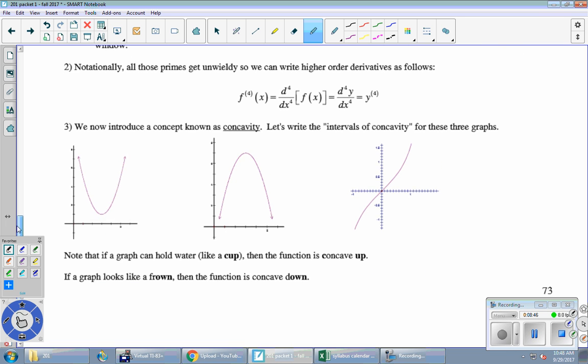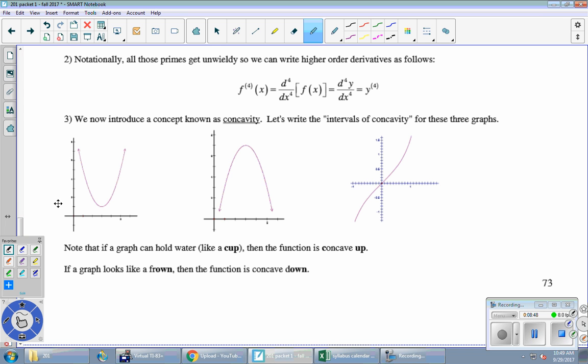We're gonna move on. Okay, number 2, notationally, all these primes get unwieldy, and so we write higher order derivatives as follows. All of these things mean the fourth derivative. It would be awkward to write y and then 4 primes up there. Hard to write, even harder to read. So all we do is we put the number 4 and then in parentheses. That indicates that it's not the fourth power, it's the fourth derivative, so the parentheses. Same thing over here at the far left, f, fourth derivative, that's like 4 primes in parentheses.